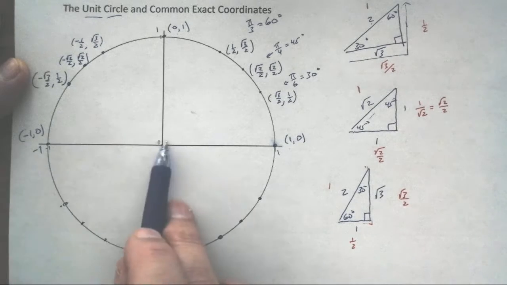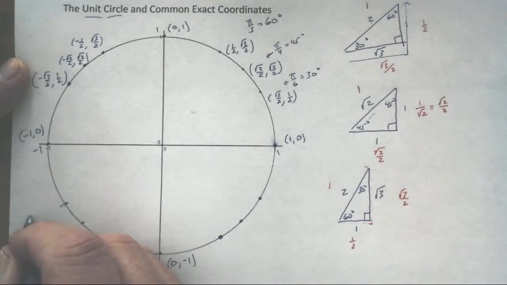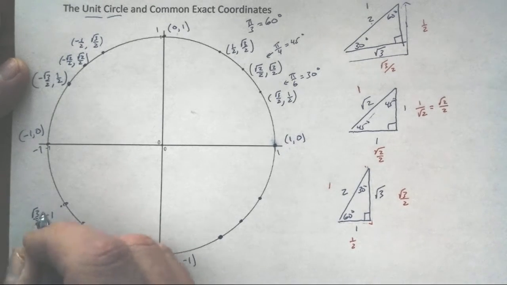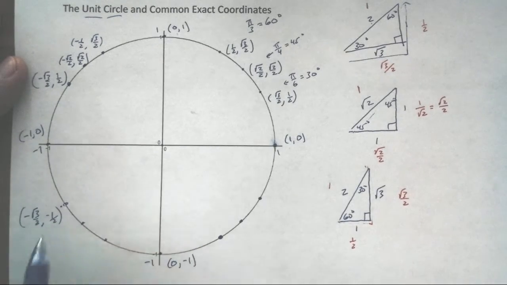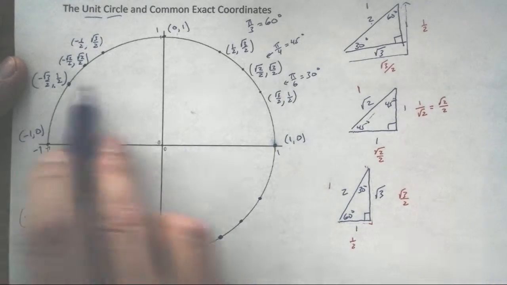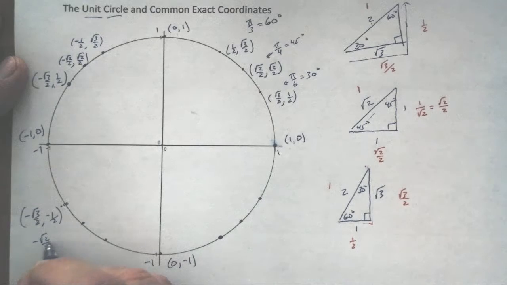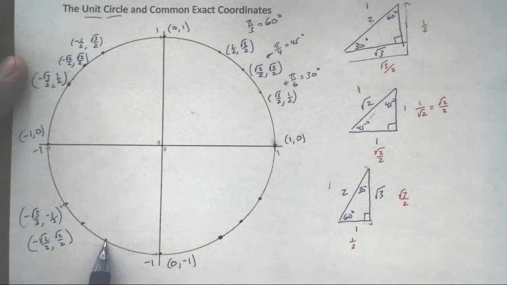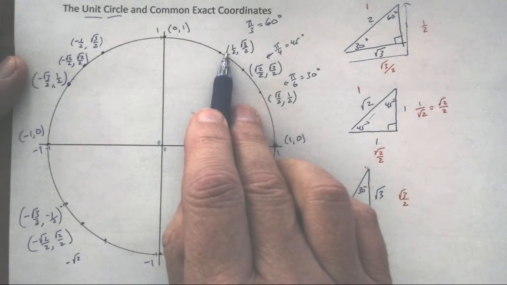So left, this is my long distance to my short distance, to get to this point. So that's square root of 3 on 2, 1/2, but they're both negative. Just like this point, only left and down. Negative square root of 2 on 2, square root of 2 on 2. Left and down.